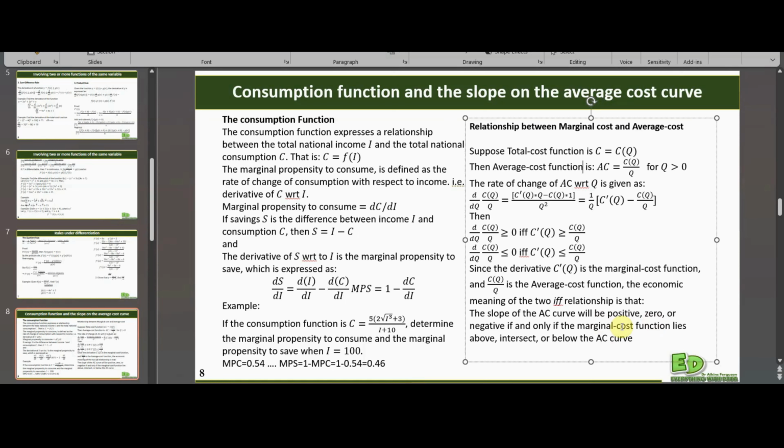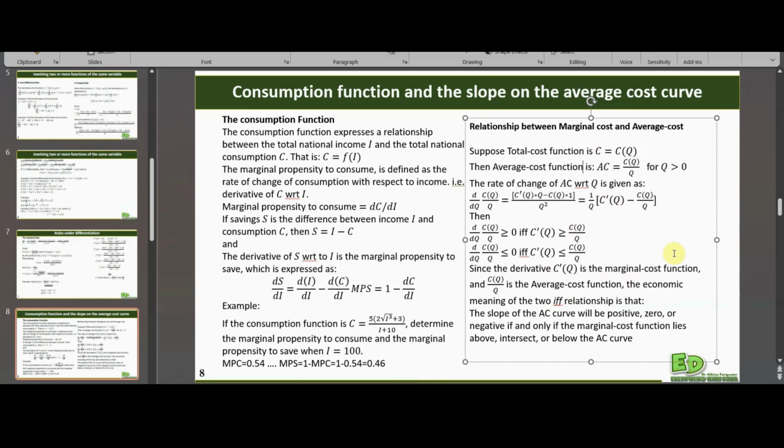We will say that AC is at a minimum, or the average cost is at a minimum or maximum point. I'll take it again. This whole explanation simply means that you could have a point where the marginal cost function is greater than the average cost function. That is, your average cost is greater than 0. It's simply telling you that the average cost function is rising at that point, because MC is greater than AC.